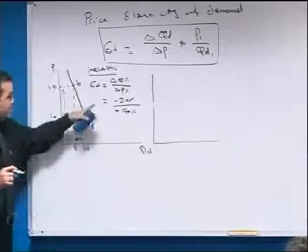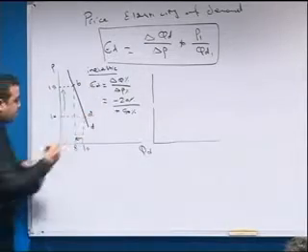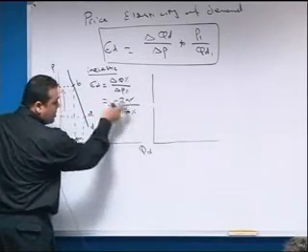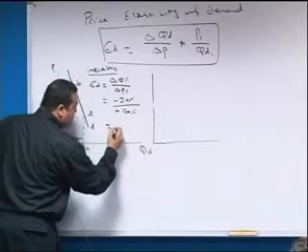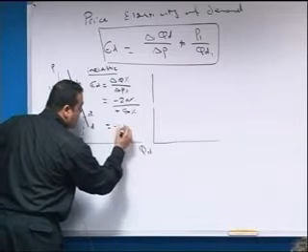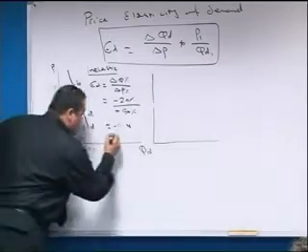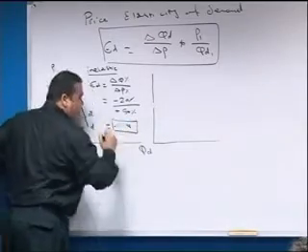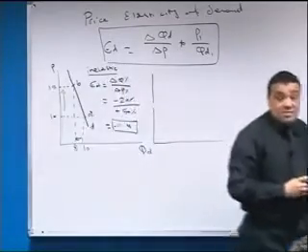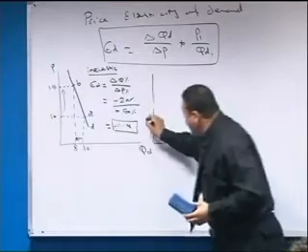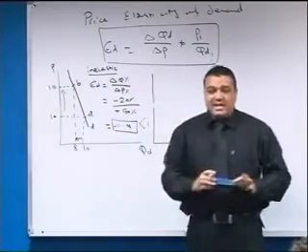So as you see, ED equals how much? Minus 0.4. Right? So in this case, the absolute value of the price elasticity of demand is less than 1. So it would be inelastic.